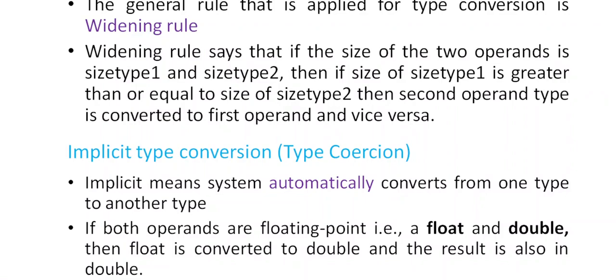But in all the cases, the general rule that is followed is what is called the widening rule. The widening rule means a lower data type is converted to a higher data type. Suppose an integer occupies 2 bytes and a float occupies 4 bytes. Then the integer is converted to float, not float to integer, because that results in truncation of value. If you convert from float to integer, it results in truncation. So the rule that you can remember is the widening rule: a lower data type is converted to a higher data type.